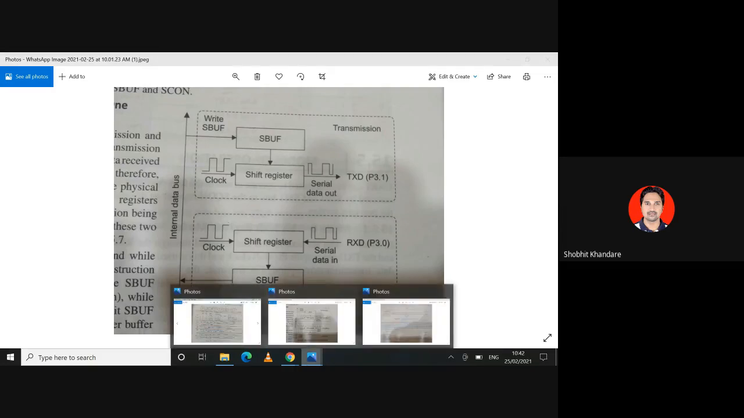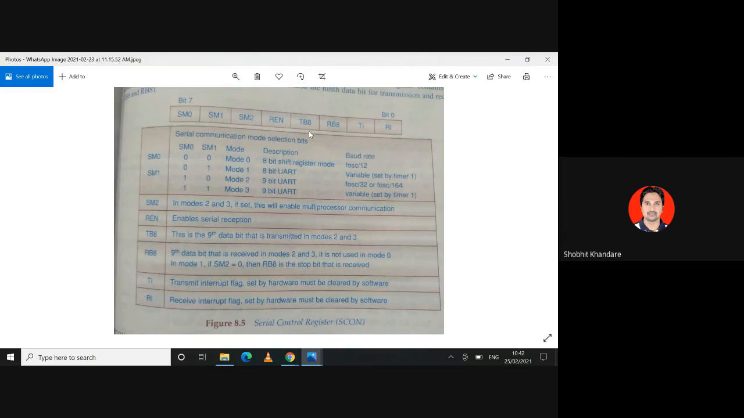Now to understand the serial control register, you please draw first this. You draw this, everyone. This is a format. This is also an 8-bit. Whether it is bit addressable or byte addressable, obviously byte addressable तो रहेगा. Bit addressable है क्या? SCON. Check in your programming model.